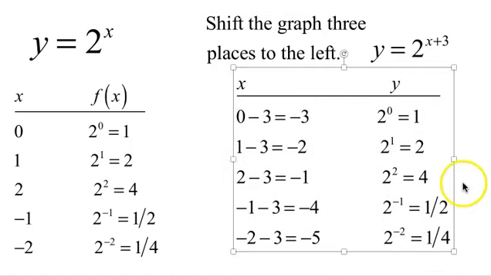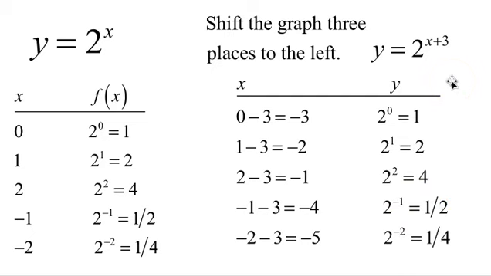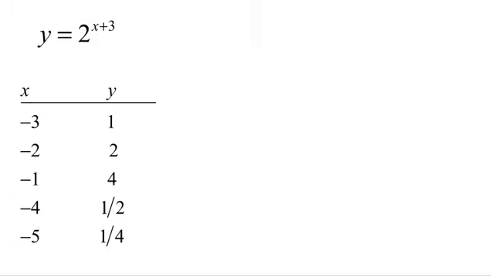That is the table for y equals 2 to the x plus 3. So if we were to graph this, we could get y equals 2 to the x plus 3. But the last thing we have to do is to shift that table down 4 units.